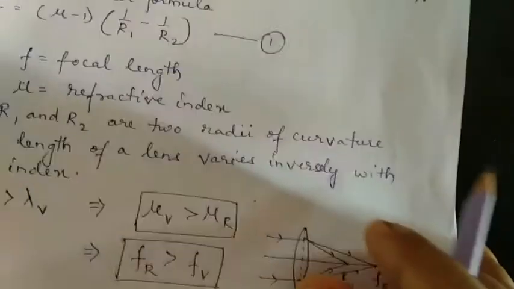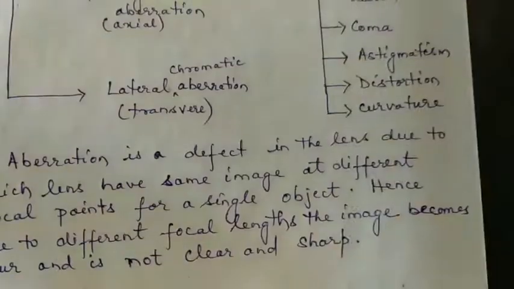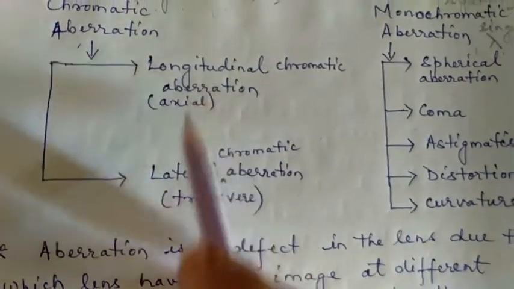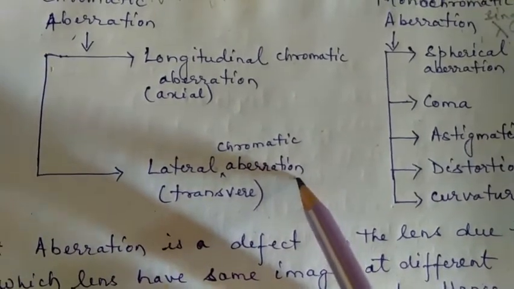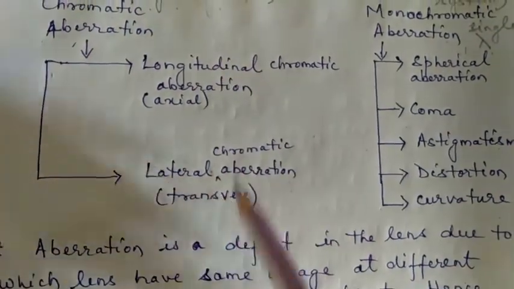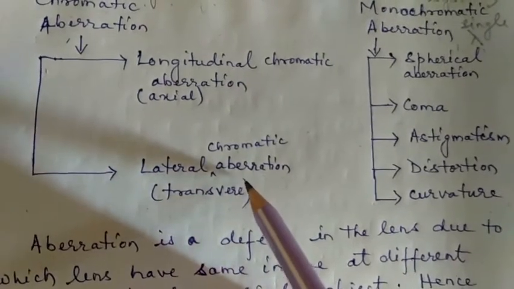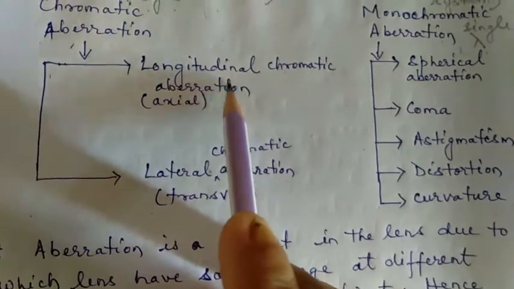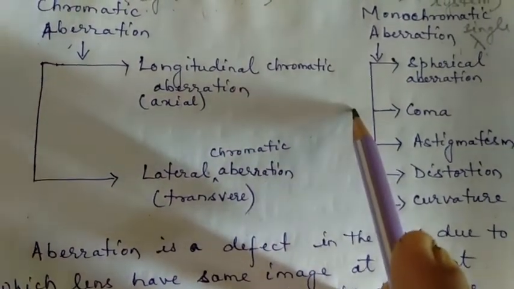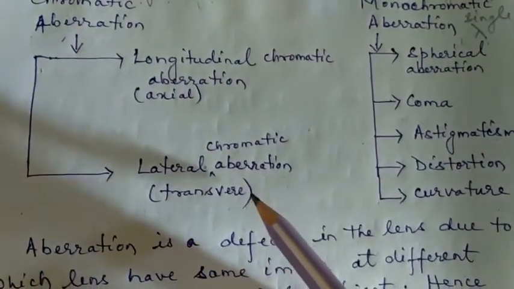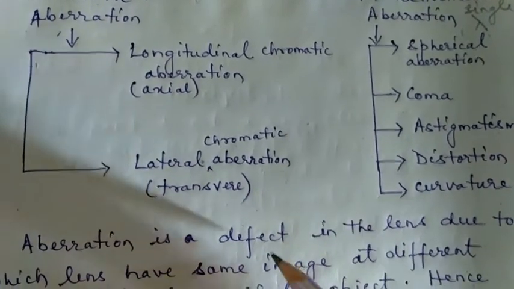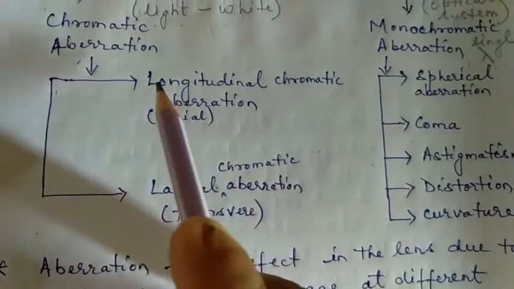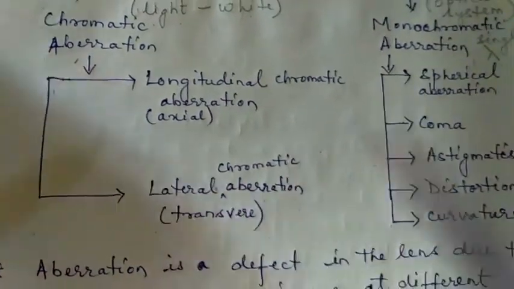Again, chromatic aberration is classified into two categories, as I have told you earlier, that is longitudinal chromatic aberration and lateral chromatic aberration. Now these two are classified based on the position of the focal length. In the first one, the focal length is along the principal axis, whereas in the second case the focal length is perpendicular to the principal axis. So in my next video I am going to discuss these two topics. Thank you.